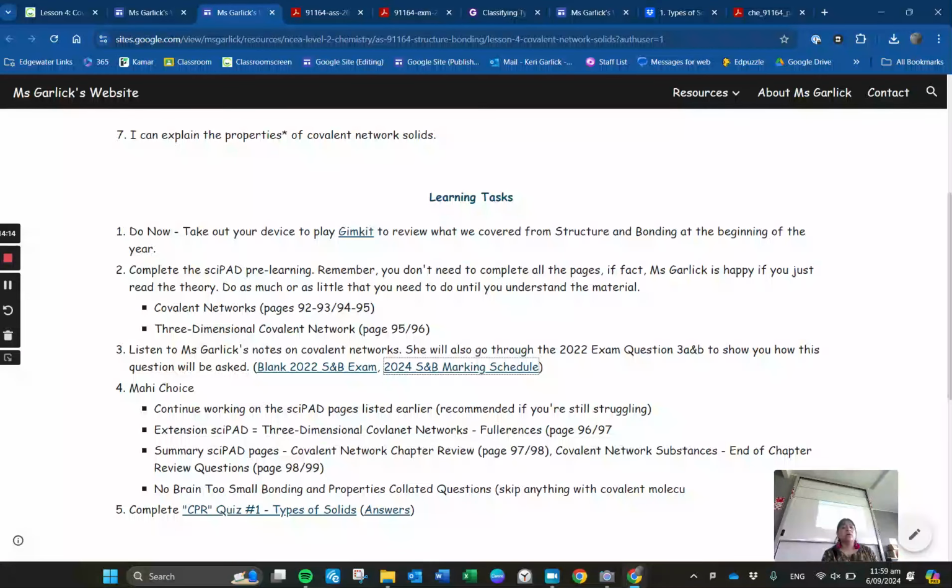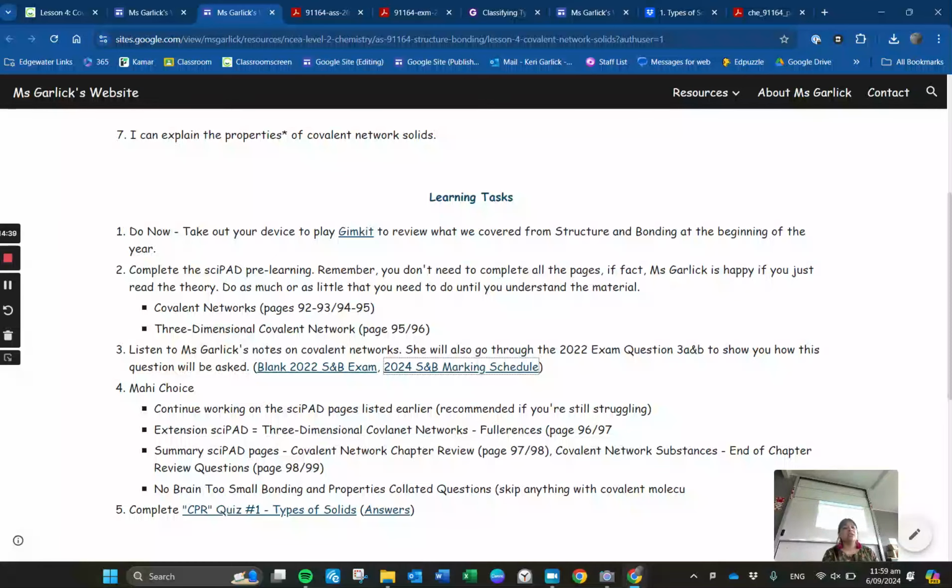So, just so you guys are aware, there are the SciPad pages I recommend you do. Remember, do as much or as little as you need to do. Also, feel free to jump around. So if you feel like you actually understand this, you can skip the SciPad and go directly to No Brain Too Small and do those collated questions. It's not a tick boxing exercise. I'm also happy if you just want to read the theory that's on those SciPad pages and just skip the questions. It's just whatever you need to do that's best for your learning.